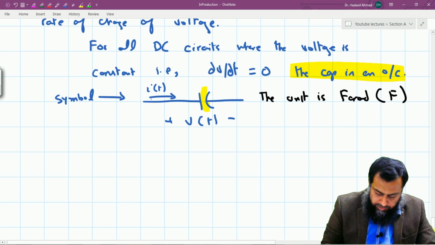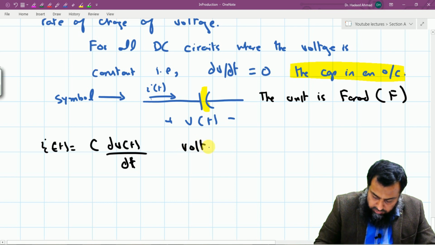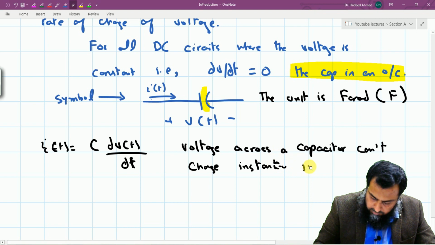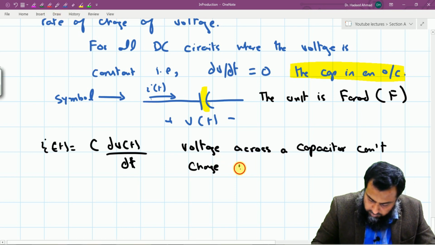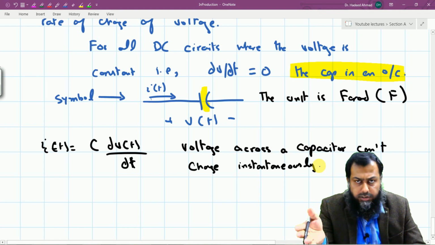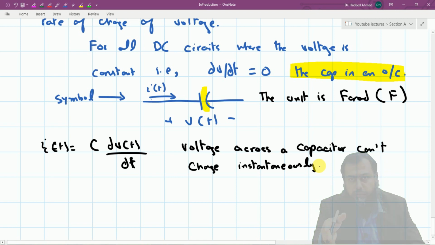From this equation, I_C(t) is equal to C dV(t) by dt, this equation reveals that the voltage across a capacitor cannot change instantaneously, because that requires an infinite amount of current flowing through it, which is not a real world phenomenon, because that again is associated with an infinite amount of power.